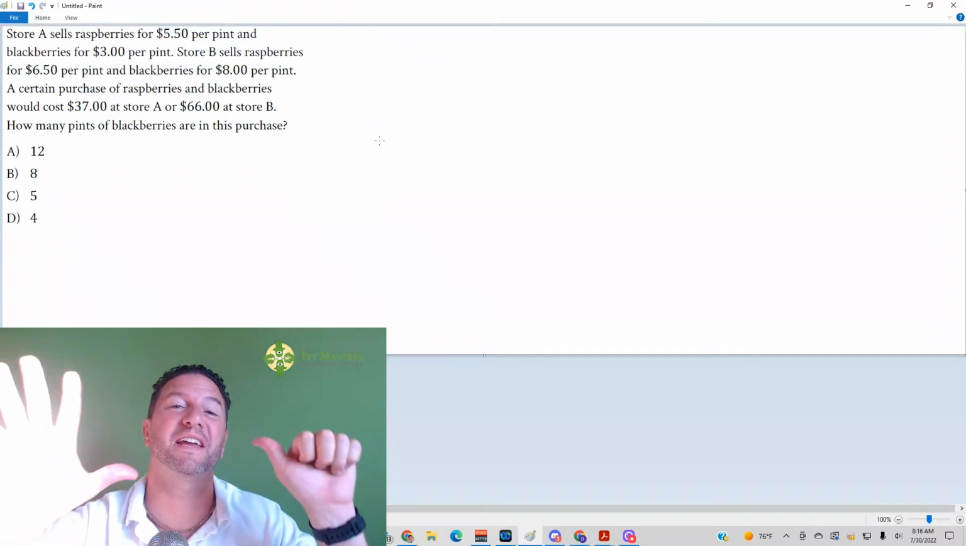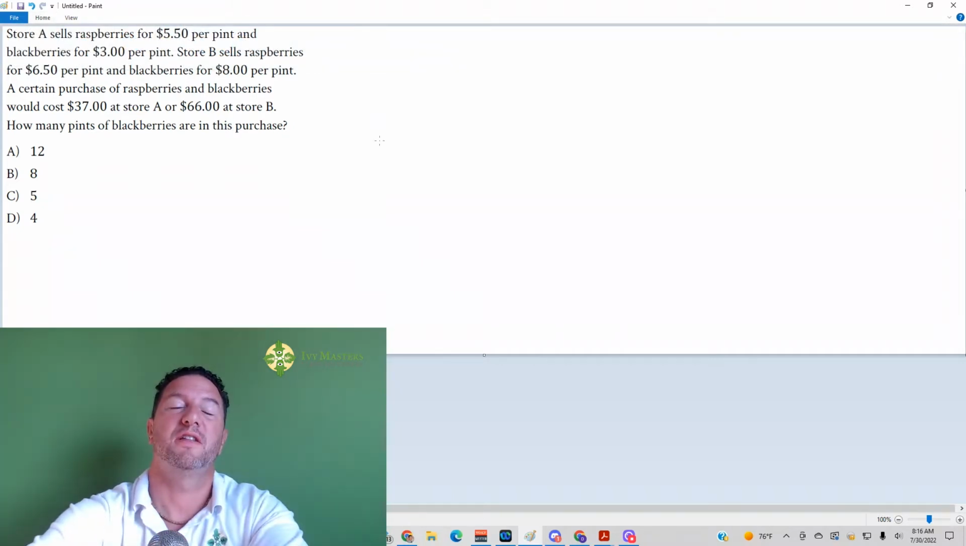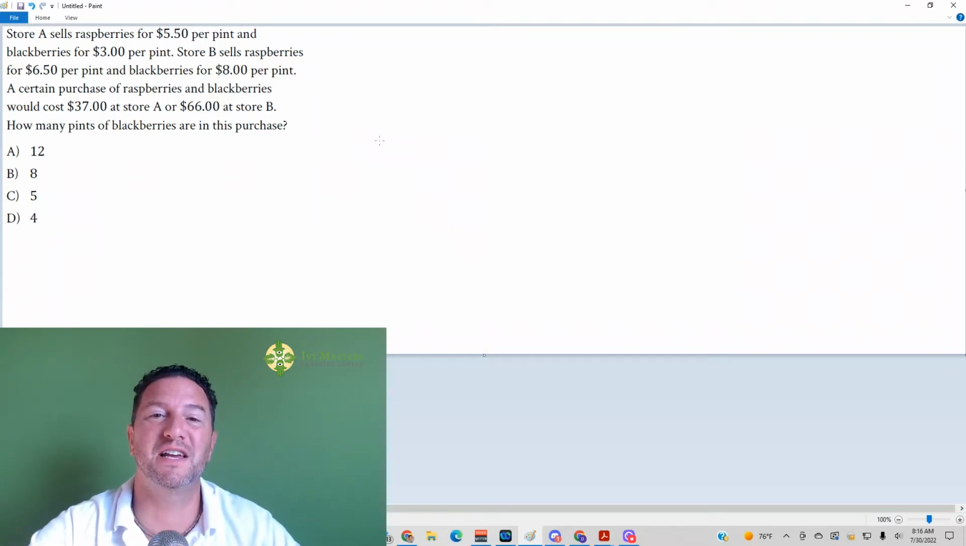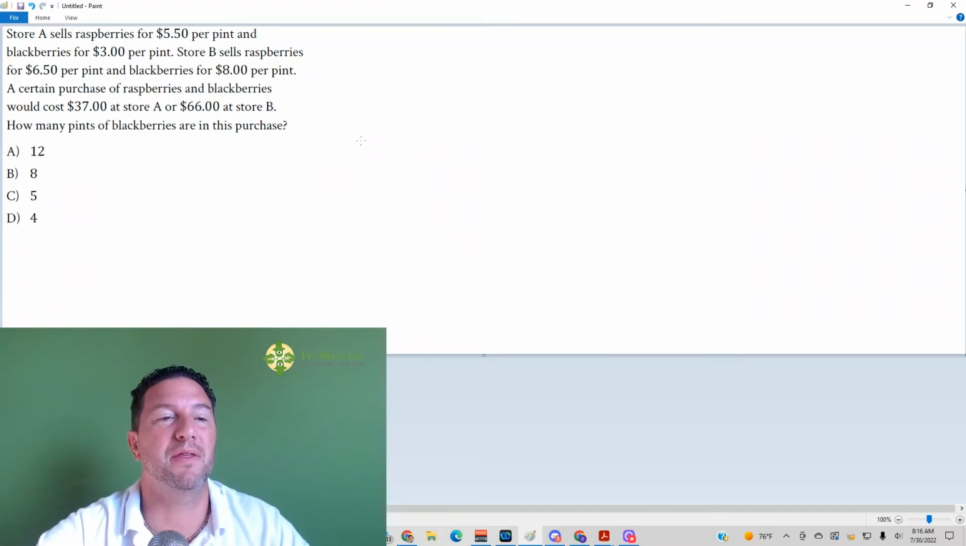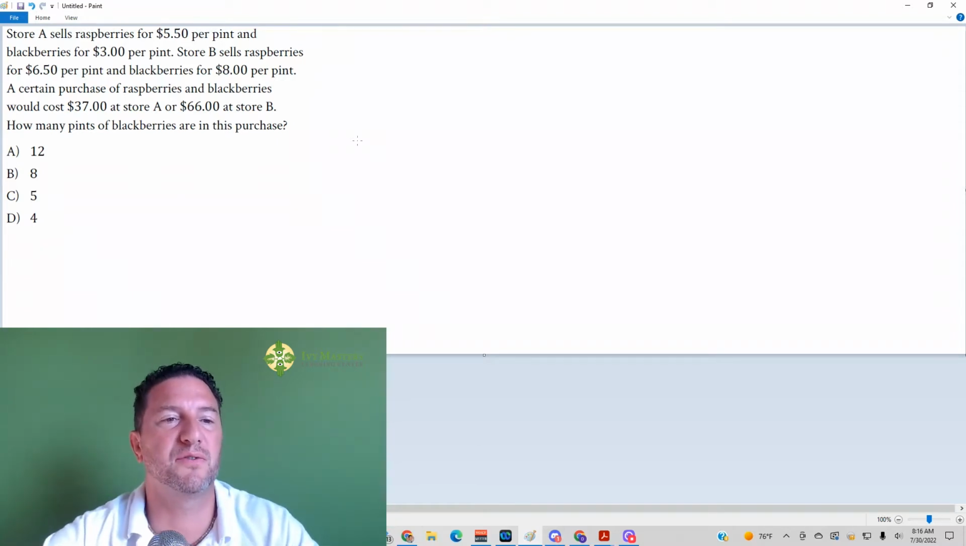And today we're going to look at the 6th question that's newly released for this digital SAT for math. And the question reads, Store A sells raspberries at $5.50 per pint, and blackberries for $3 per pint. Store B sells raspberries at $6.50 per pint, and blackberries for $8 per pint. A certain purchase of raspberries and blackberries would cost $37 at Store A or $66 at Store B. How many pints of blackberries are in this purchase?